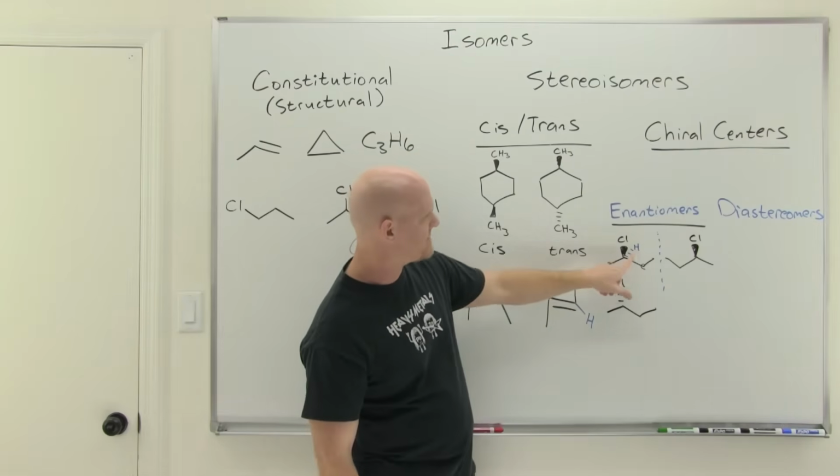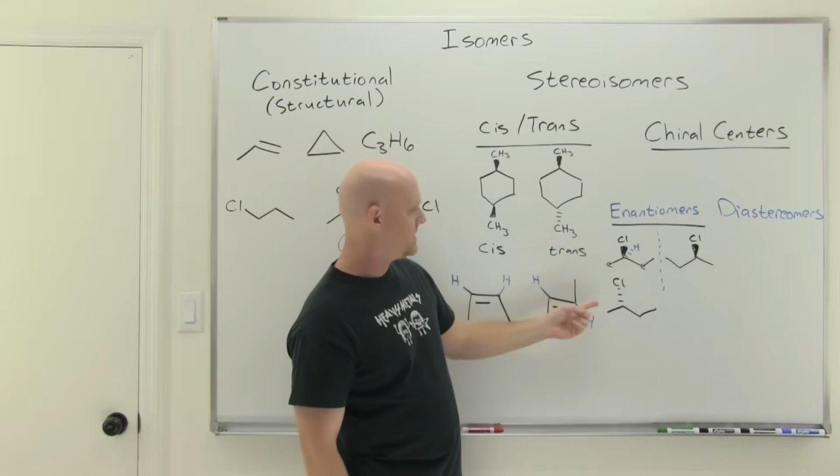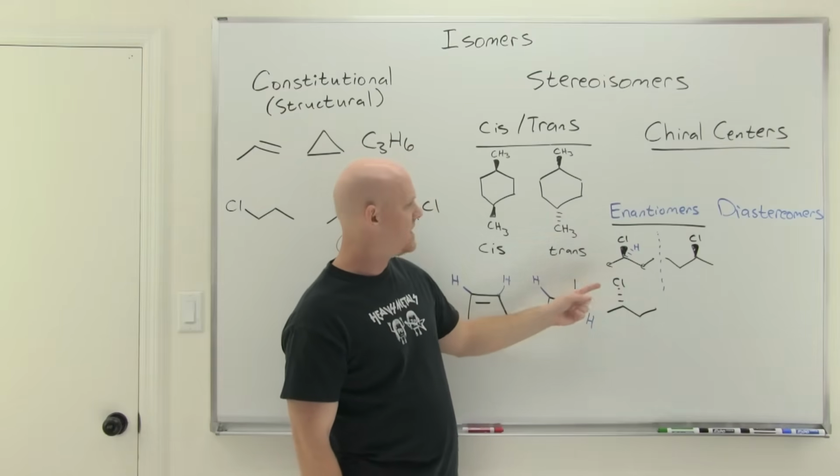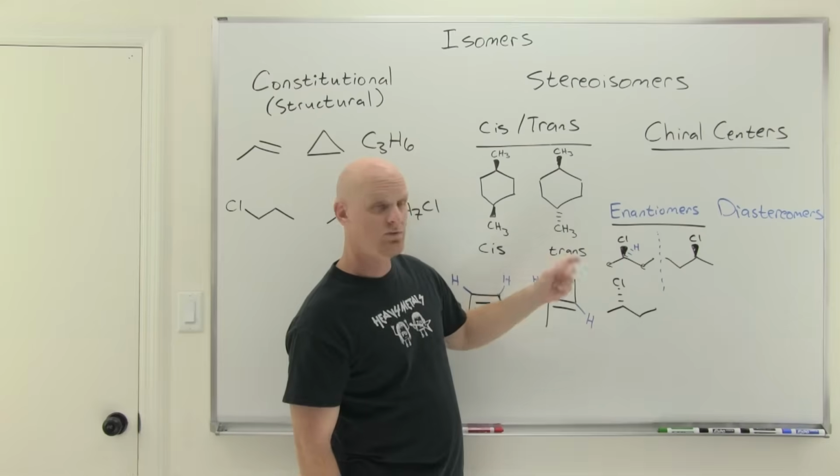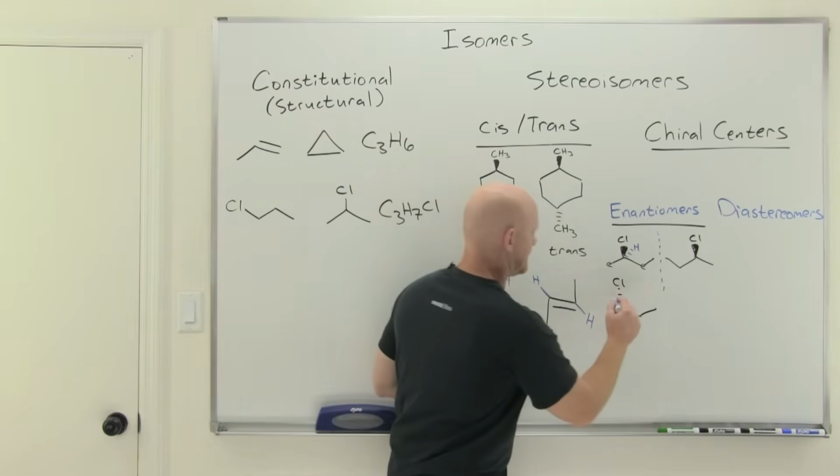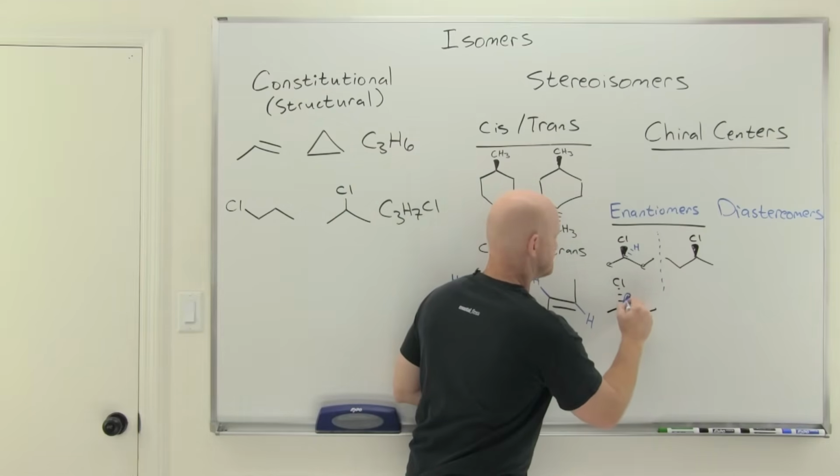And so in this case, if you have the hydrogen and the chlorine trade places, then it's going to look exactly like this. The chlorine would be the dash, and the hydrogen, which is not drawn in, would be the wedge.